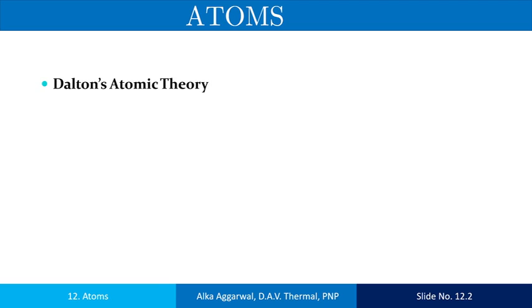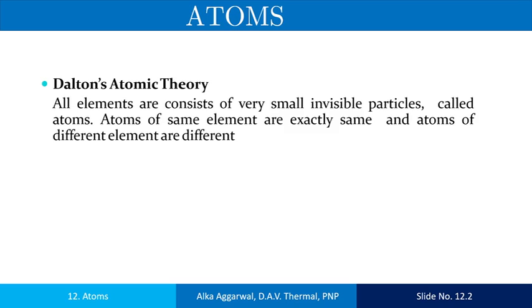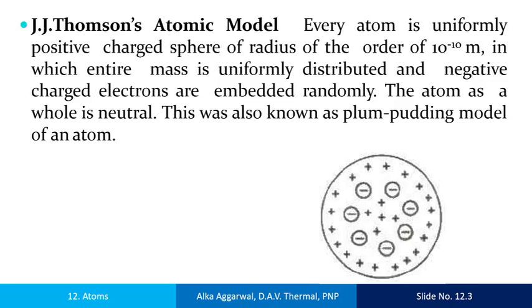So Dalton in 1803 proposed that matter is made up of tiny indivisible particles called atoms. In 1897, experimental study on electric discharge through gases showed that an atom consists of positive and negative charges. Later, in 1898, J.J. Thomson proposed a model of the atom.